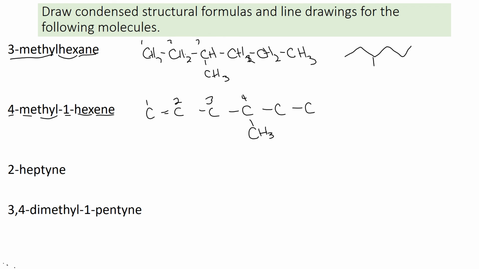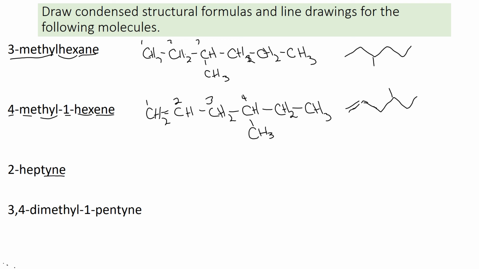That first carbon has 2 bonds, so we only want 2 hydrogens. This one needs 1. It's got 2 bonds plus that bond. So it's got a total of 3 in the bond, so 1 hydrogen. This one's H2. This one is H, H2, and H3. Our line drawing, 1, 2, 3, 4, 5, 6. These should be solid lines. Double bond on the first carbon, 1, 2, 3, 4. Branch on carbon 4.